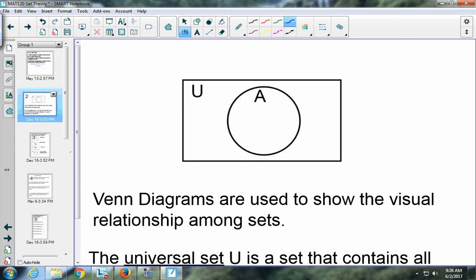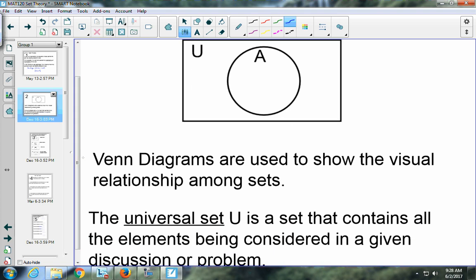Most of the times when we try to visualize sets, we use Venn diagrams. With a Venn diagram, we start with a big rectangle that has that letter U inside of it. That U represents the universal set, and it is a set that contains all of the elements being considered in a certain discussion or problem. Then we'll have some sort of defined set, set A, where we put everything in a circle.